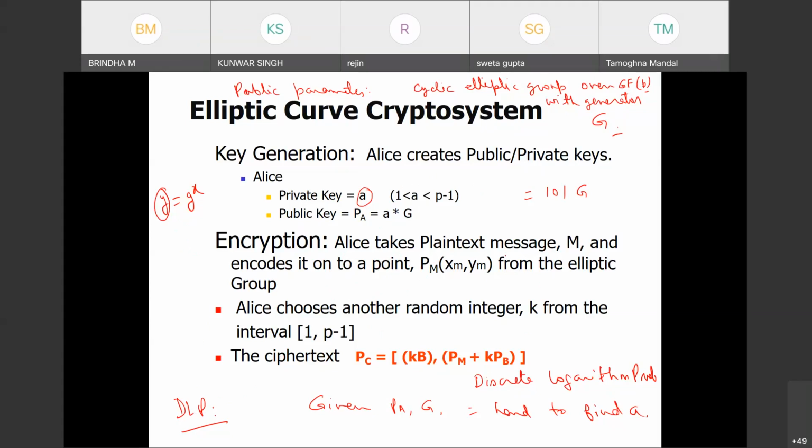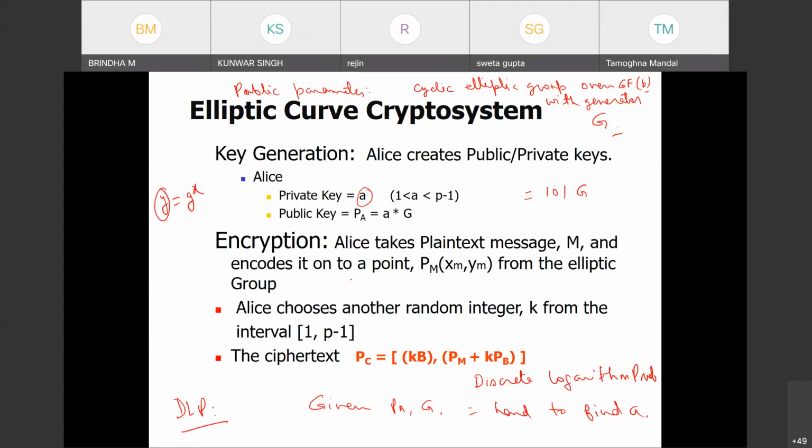Alice takes message M and encodes it into a point. Whatever message is there, you have to convert it into a point on the curve. So there will be encoding points. Cryptography is about encryption and decryption, not about encoding, so there are some encoding techniques that we are not discussing here.